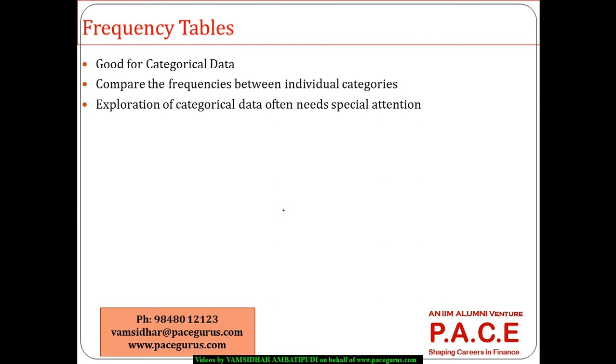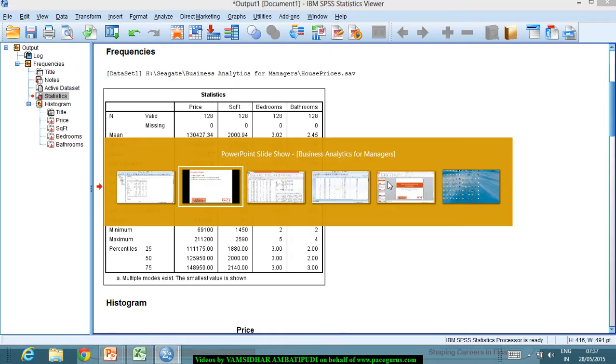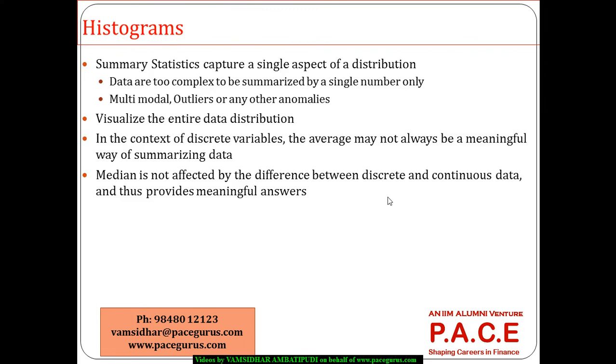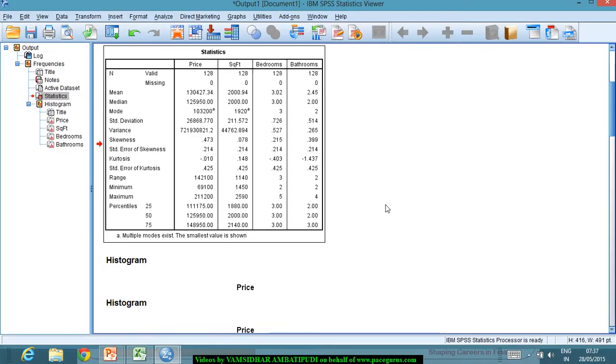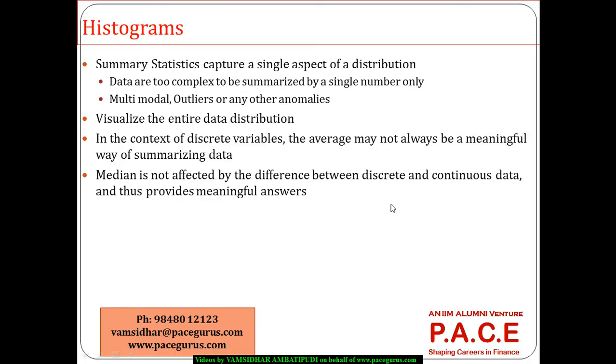Then the other way, so what can I do? Okay, we'll come to the histogram also. Probably let's complete this. We have plotted the histogram for each one of them, right? Let's look at the histogram. The histogram is slightly preferred more, in addition to the summary statistics; it is always accompanied by the summary statistics.